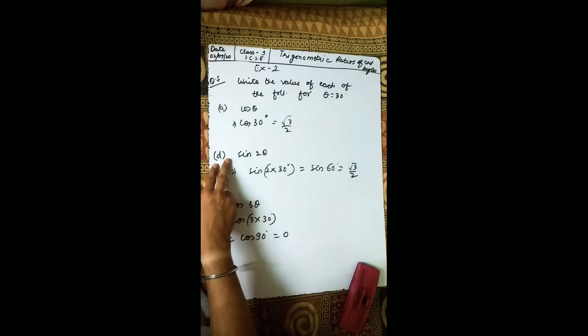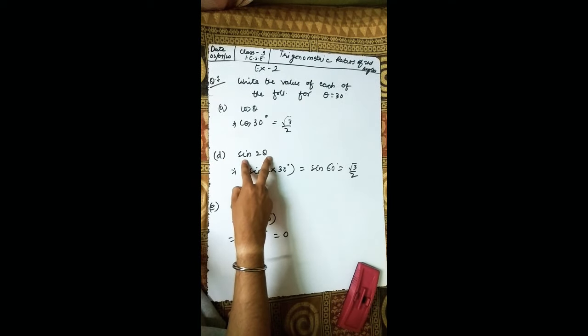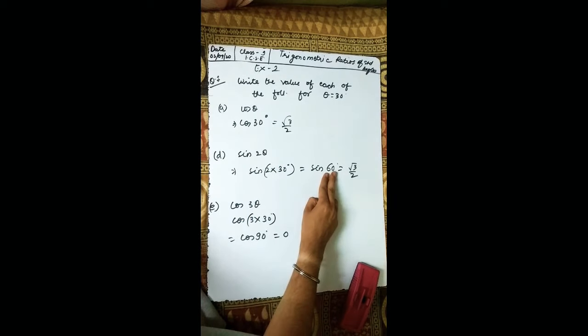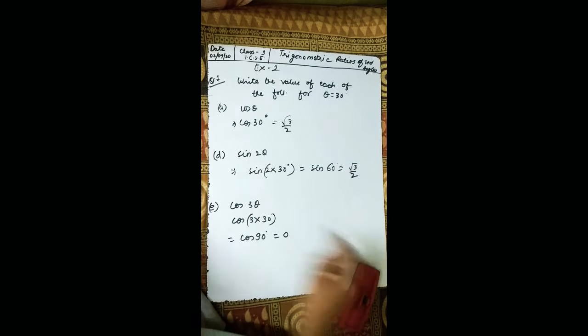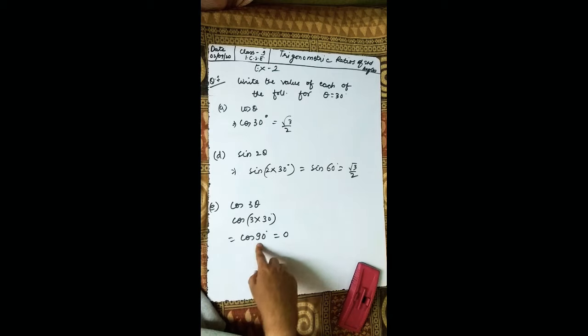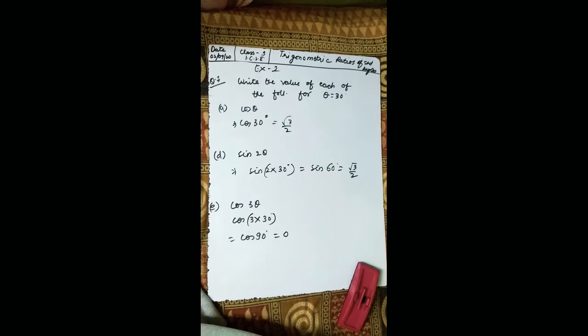Okay, let us come to the D1. This is sine 2 theta. So 2 theta means 2 into 30 degree. 2 into 30 degree is what? 60 degree. Sine 60 degree is root 3 upon 2. Similarly, cos 3 theta, 3 into 30 degree. 3 into 30 is 90 degree. Cos 90 is 0. So like that you have to do.